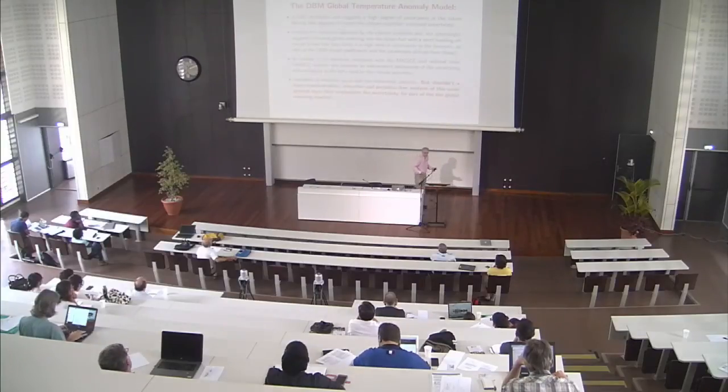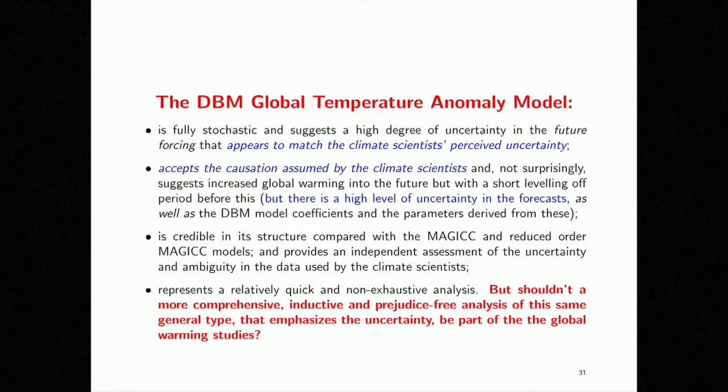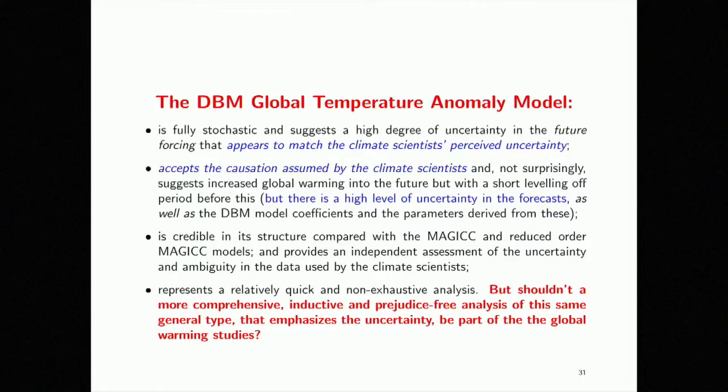Okay, well, that's what I was going to talk about, and just a few conclusions. The model is fully stochastic. I think that's important because surely this is a stochastic system. Surely it is an uncertain system. And it appears to match the climate scientists' perceived uncertainty if you look at those scenarios. It accepts the causation assumed by the climate scientists. So it comes to conclusions which are quite similar to the climate scientists for different reasons, as you've seen.